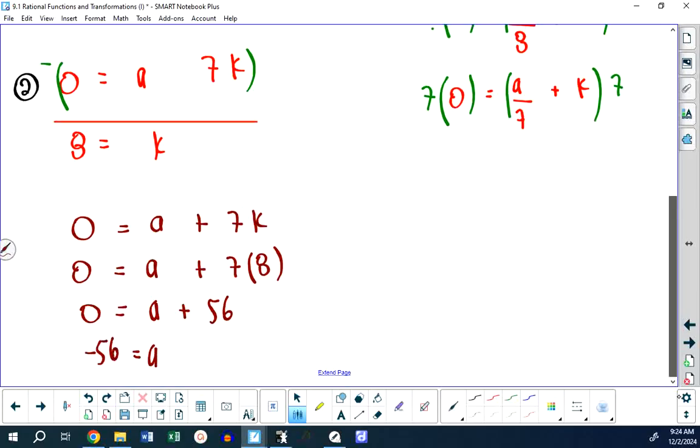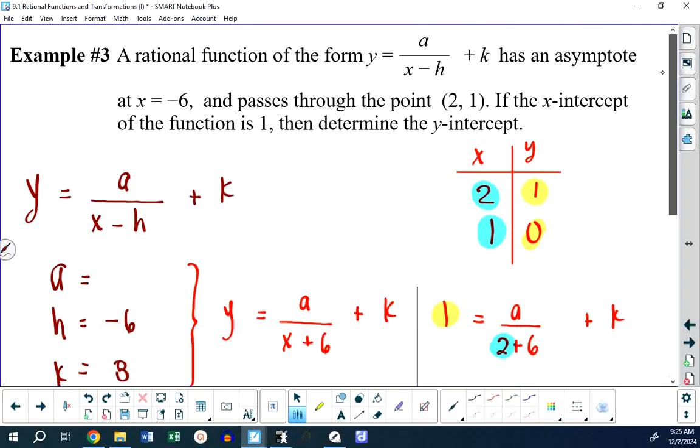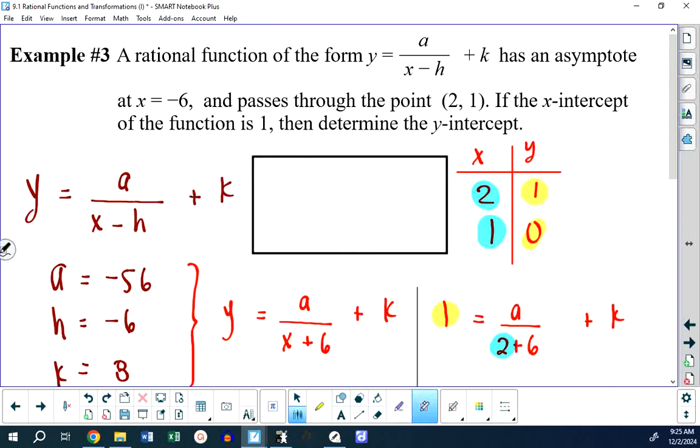And if you would have put that k equals 8 back into the top equation, you still would have got negative 56. You can try it on your own. You'll get it. Okay? So now we know a is negative 56, and now we know the equation of the function. The equation of the function is y is equal to negative 56 over x minus h plus k. So let's check something out before we answer the question.